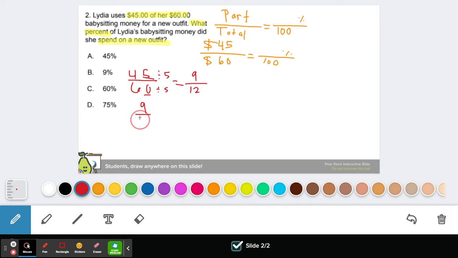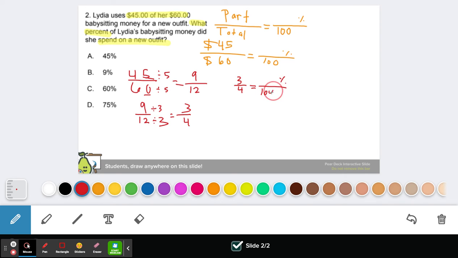Then I need to figure out, is there a number that is divisible by both 9 and 12 to see if I can still break that down? My answer is yes, it's going to be 3. So I divide by 3, divide by 3. 9 divided by 3 gives me 3, and 12 divided by 3 gives me 4. Now I'm working with the fraction 3/4. If I go back and rewrite this proportion, I'm going to write 3/4 is equal to blank over 100, because I do not know my percent.